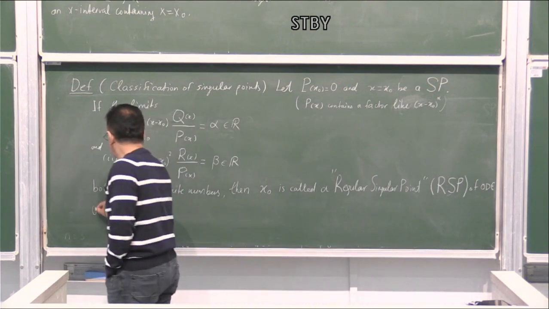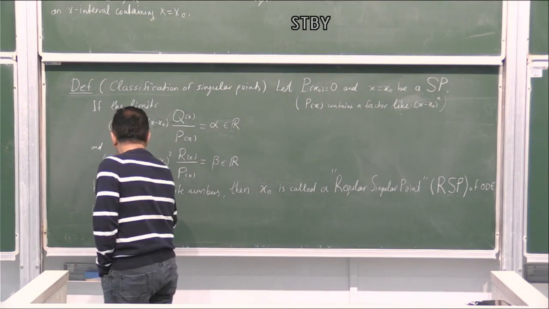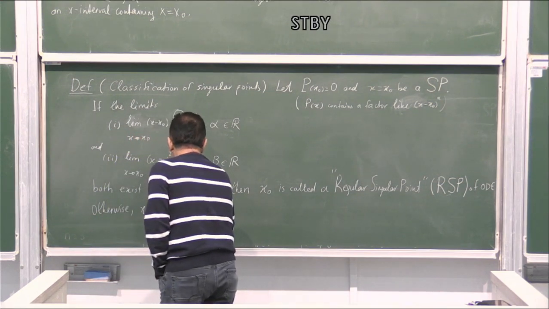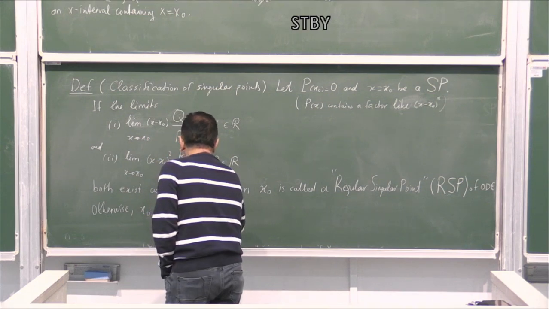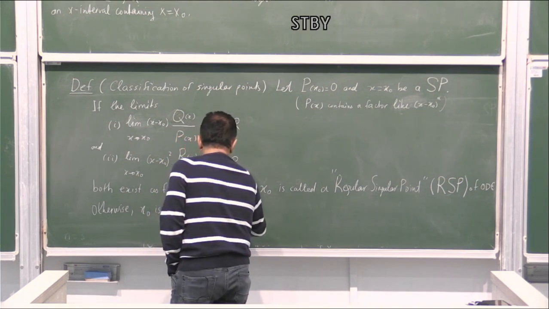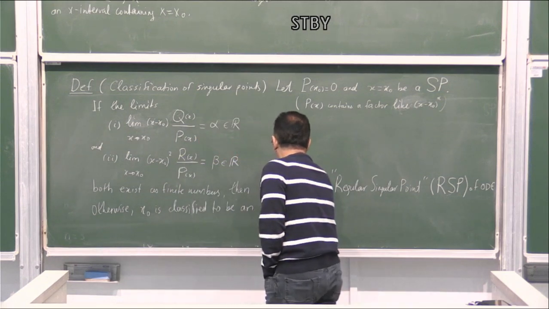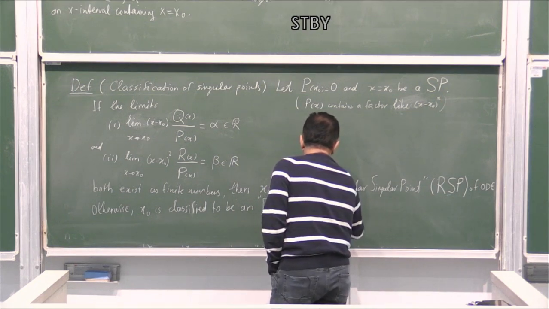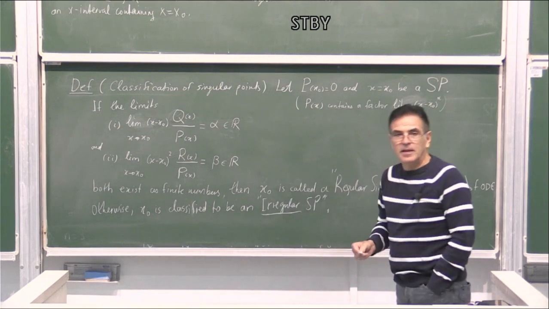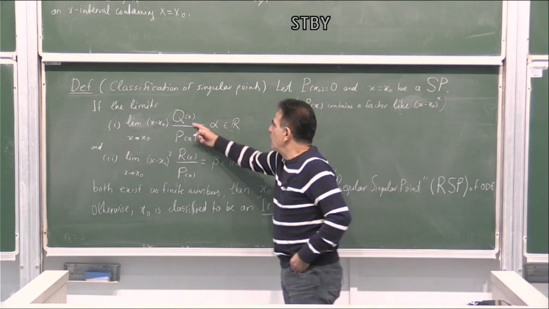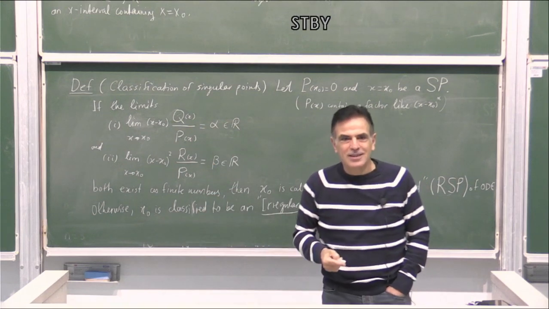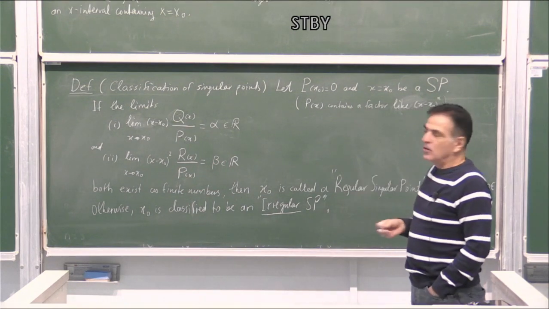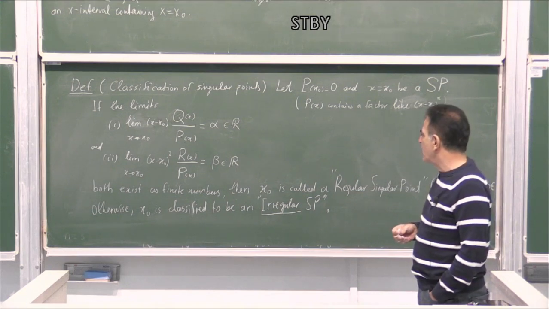Otherwise, x0 is classified to be an irregular singular point. Okay? I mean, if one of the two limits fails to exist, okay, at least one or both fail to exist, then the singularity at x0 is called an irregular singularity.